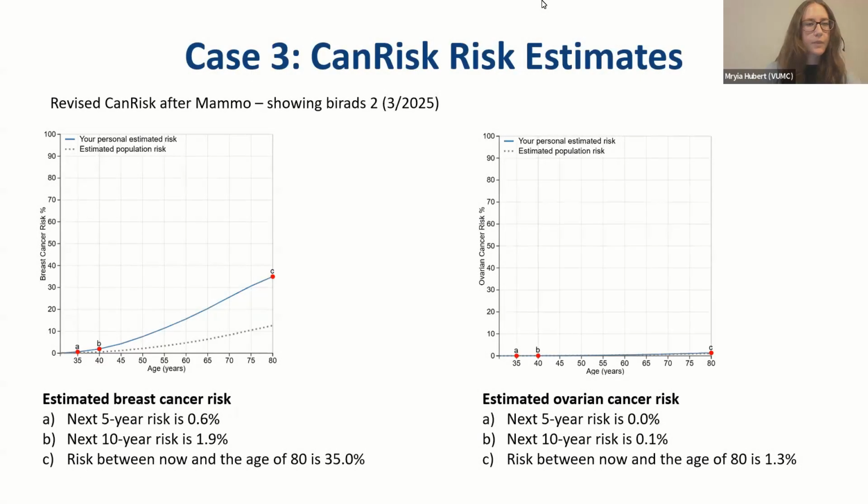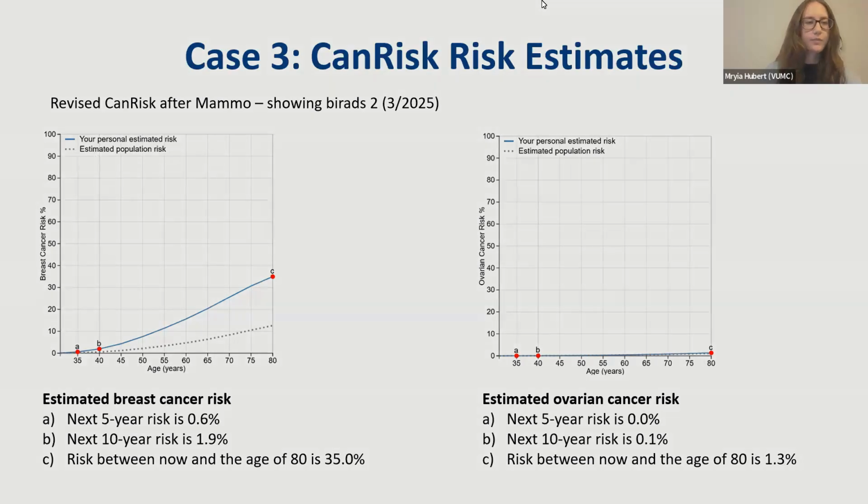So we ran CanRisk on her. When I initially met with her, she had not had any type of breast imaging yet, so we didn't have mammographic density, breast density. But she recently had a mammogram in March of 2025, so we reran it. This should be BI-RADS B, so she had scattered areas of fibroglandular density. She came out with a lifetime risk of 35% for breast cancer and 1.3% for ovarian cancer.